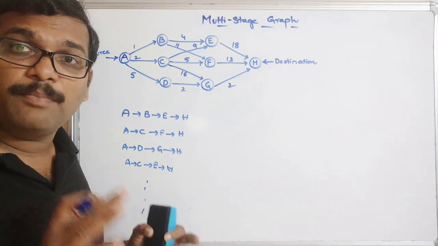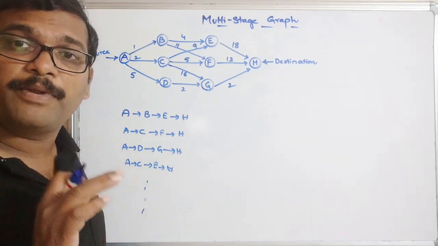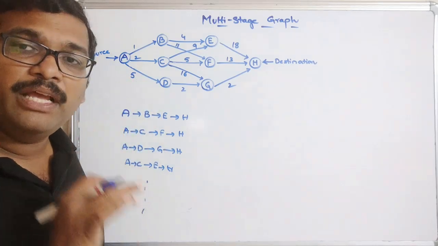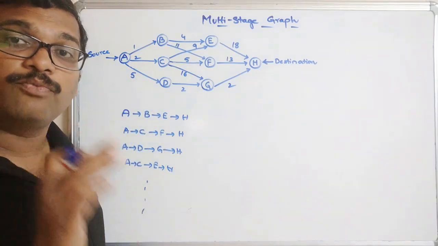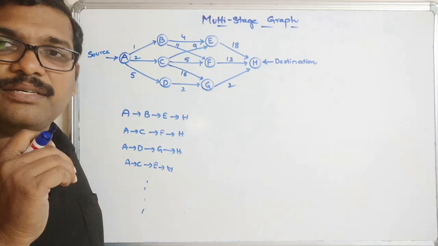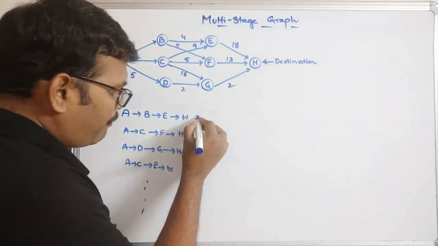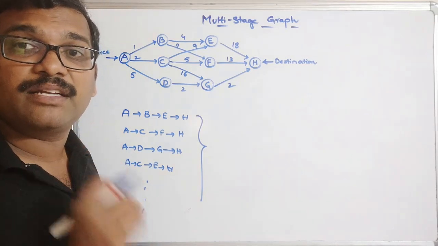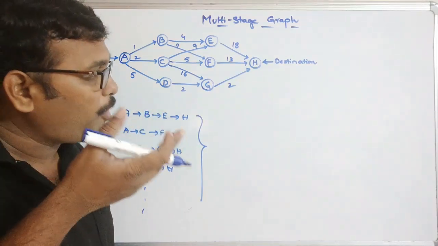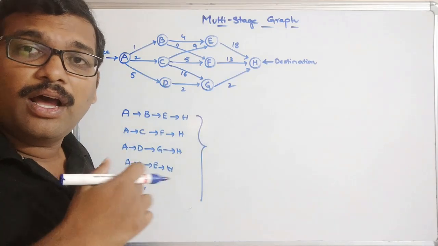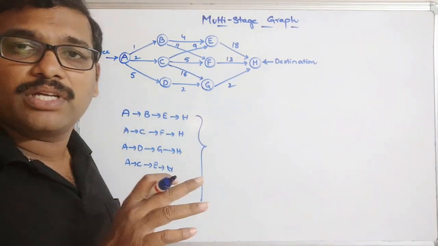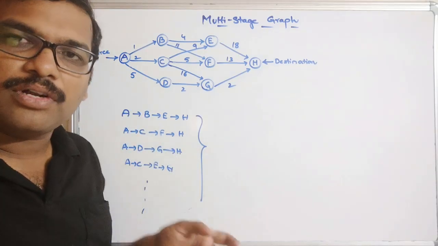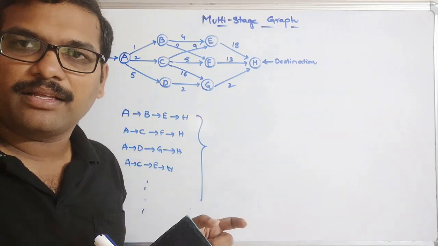But we are supposed to select the path with an optimized route. That means the weight, the cost should be a minimum. That we call the shortest path. Such problems we call optimization problems, where the problem has a lot of solutions and we have to select a solution based upon a constraint. Here also the constraint is the shortest distance, the shortest path.